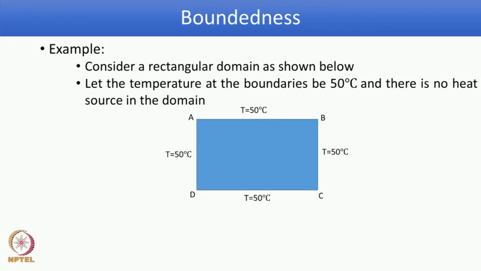So, along AB it is 50 degrees Celsius, along BC it is 50 degrees Celsius, along CD it is 50 degrees Celsius, and along DA it is 50 degrees Celsius. Now, to solve this problem, what do we do? We discretize the domain either by the finite difference or finite volume method. It will have internal nodes.